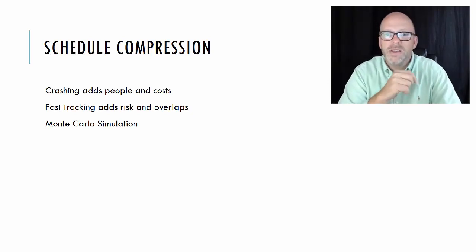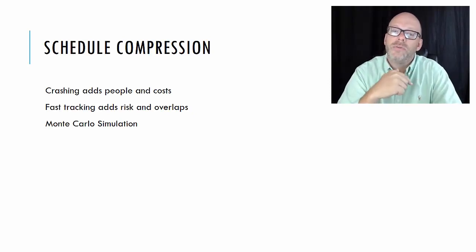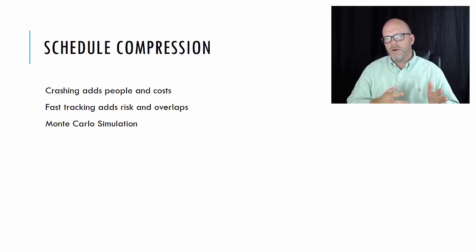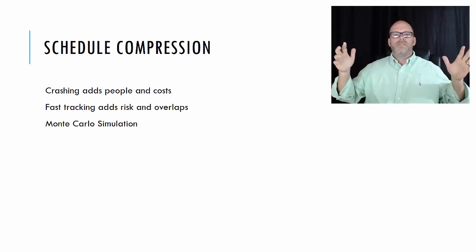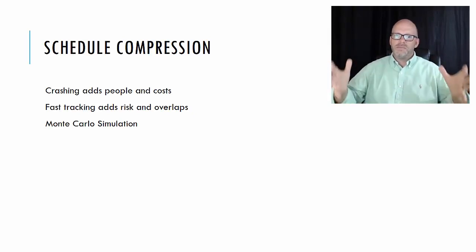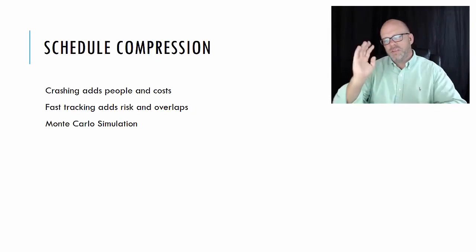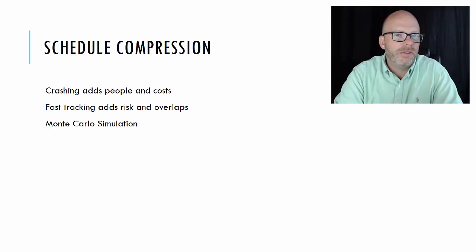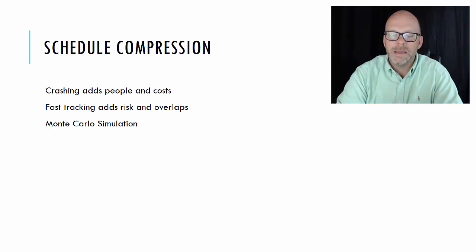Crashing could also be you get a faster piece of equipment. So we have that printing press that does 50,000 per hour. What if we bought a printing press that does 100,000 units per hour? So we've crashed it by adding a resource. Typically it's people, though.